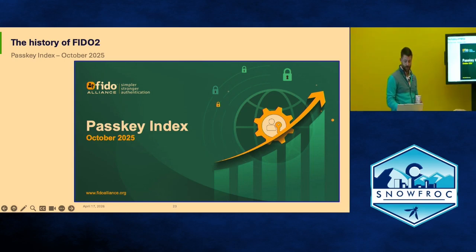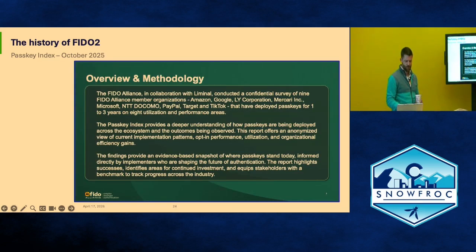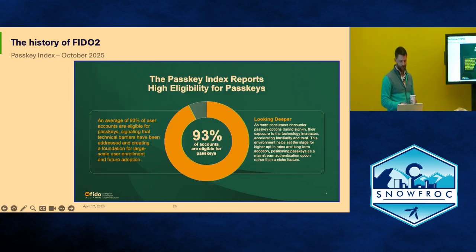I just want to touch on this. This is a slide deck from one of their keynotes that I just took. It's 9 slides. It's a survey of FIDO Alliance members. This is like Amazon, Google, Microsoft, PayPal, and some other big ones. And it's just basically talking about passkey adoption.